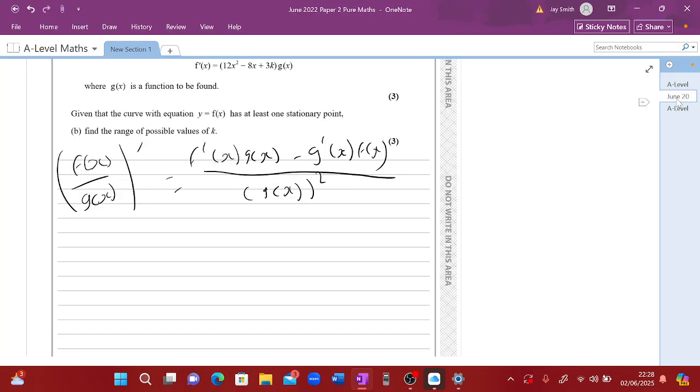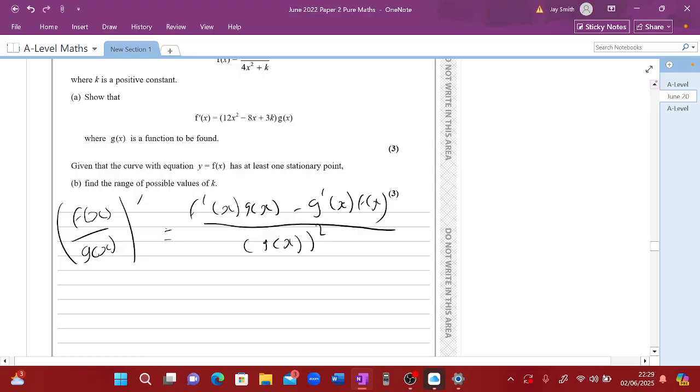f dash of x equals ... g of x. Yeah, so that's the formula you're given in the formula book. It doesn't say quotient rule, but hopefully you just spot that. But that's where it is. Now, really, we just substitute. We should spot what f of x and g of x are.